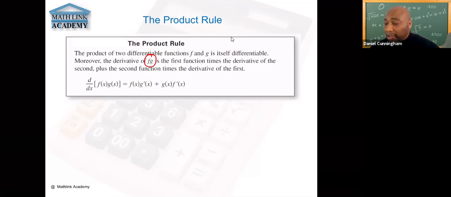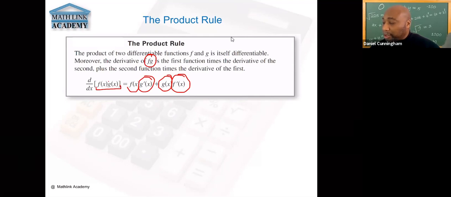So if we have two functions multiplied by each other, f of x times g of x, to find the derivative, it's going to be: leave the first function alone, take the derivative of the second function, g prime, plus leave the second function alone, and then take the derivative of the first function, f prime. So let's look at a quick example, how to use the product rule and why we use it.